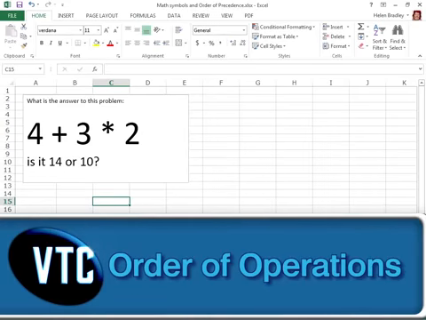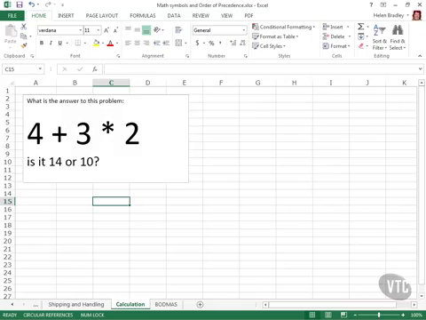Before we talk about the order of calculations, let's look at this simple calculation. Ask yourself, what is the answer to the equation 4 plus 3 times 2? Is the answer 14 or is it 10? If you answered 10, you're correct. If you answered 14, let's have a look and see why this is not the correct result.